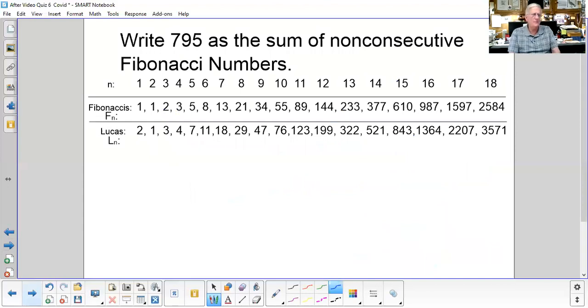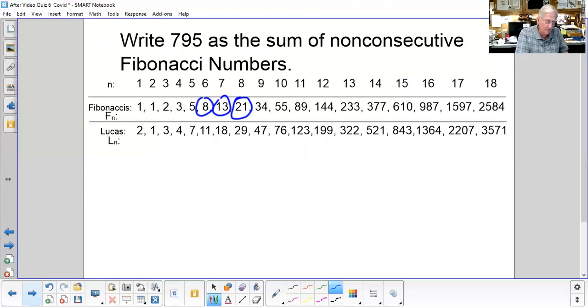Now, here's a new concept we have not talked about yet. I want you to write 795 as the sum of non-consecutive Fibonacci numbers. Now, what's that mean? Well, if you look at the Fibonacci chart, not the Lucas on the bottom, but the Fibonaccis, you see the Fibonacci number 8 here? Next to it is a 13. Next to it is a 21. Those are what I call consecutive Fibonacci numbers. Non-consecutive numbers would be numbers that aren't right next to each other, right?